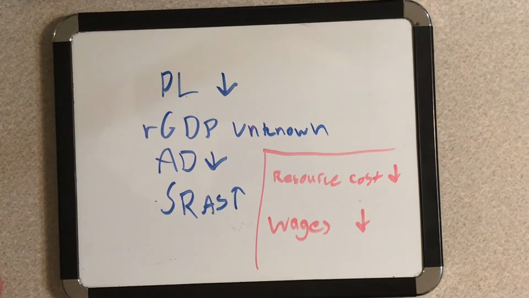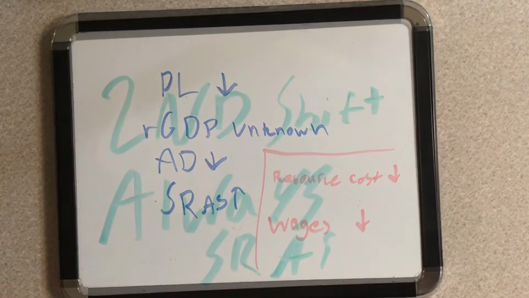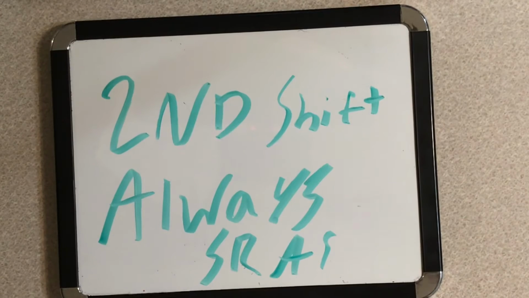Resource costs and wages would go down because both the price level and aggregate demand have been down, meaning that the company or business has been making less money, so they have less money to use on these things. When double shifting, the second shift is always short-run aggregate supply.